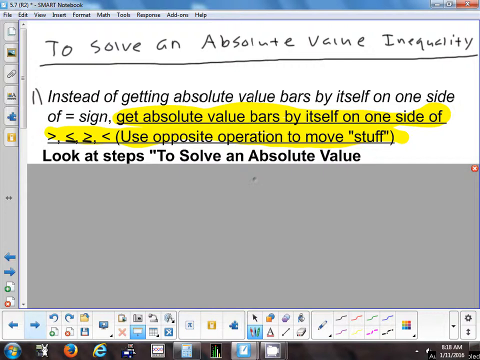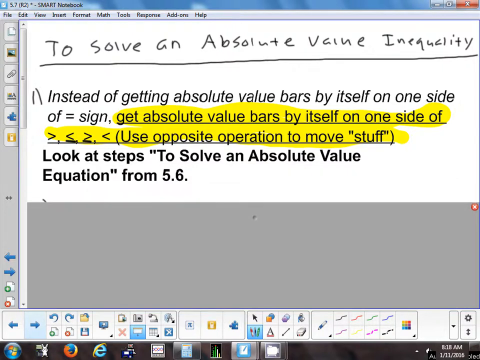And you might not always have to do that step. Okay, if they gave you a problem, say something like this, this problem's good to go. Okay, the absolute value is already by itself. Now, if they did something like this, now we got to do step 1. Okay, we'd have to get this on the other side.